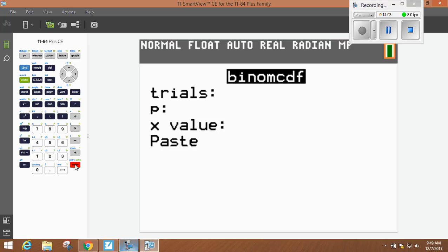Remember, if you have an 83, when you hit enter on that, it's going to just give you binomCDF and then a parenthesis. You have to put whatever n is, comma, whatever p is, comma, whatever k is. In this case, we're doing 10 trials. The probability for each trial is 1/5. And our x value that we're looking at is 6.